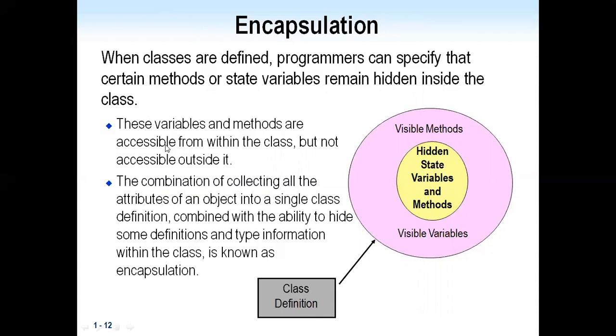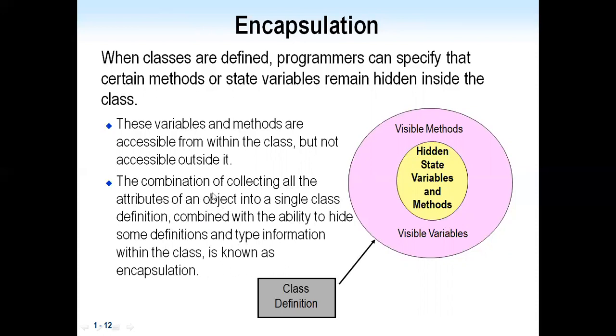It is called encapsulation. These variables and methods are accessible from within the class, but not outside the class. Suppose you are representing hidden state variables and methods. These hidden variables and methods cannot be accessed by another method. The combination of collecting all the attributes of an object into a single class definition, combined with the ability to hide some definitions and the type of information within the class, is known as encapsulation.